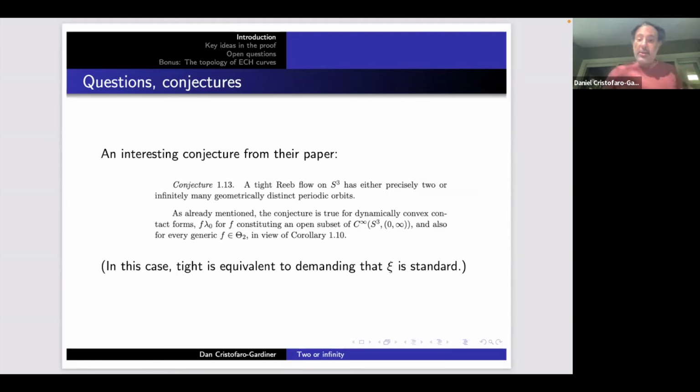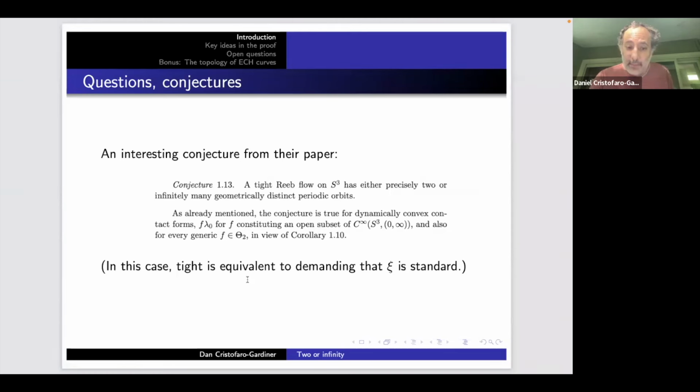So HWZ, Hofer, Wysocki, and Zehnder, they prove it in two cases, which is relevant to us. The first is they prove it in the generic case. And they also prove it in the convex, or more generally the dynamically convex case. So we'll return to both of those points in a minute.